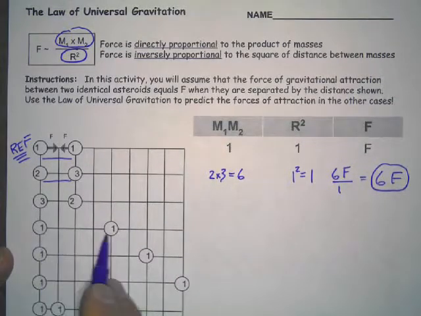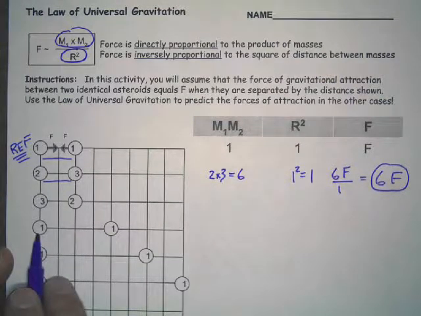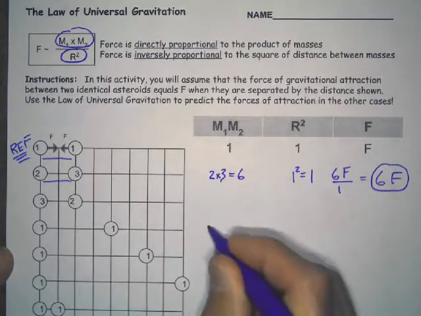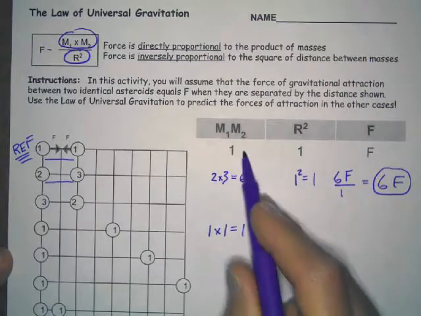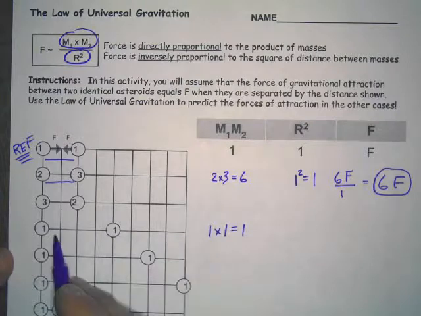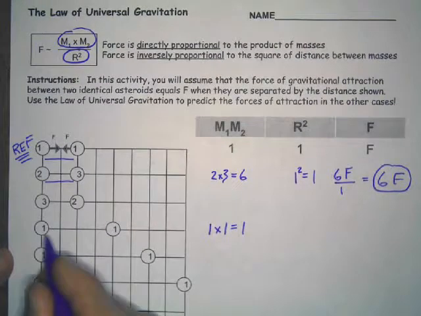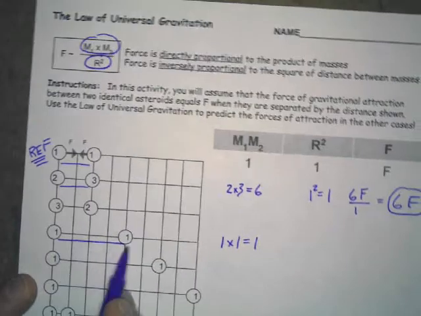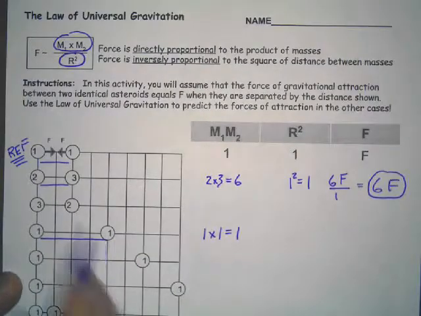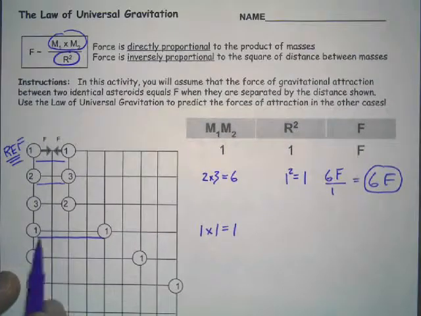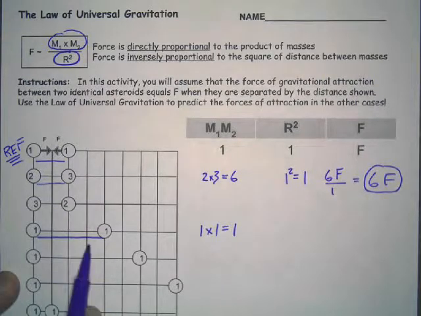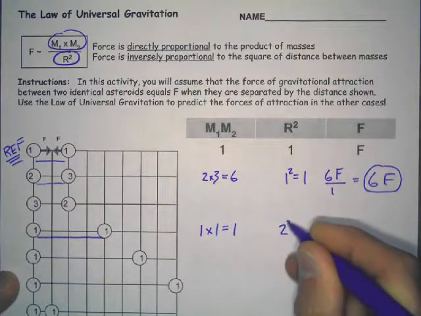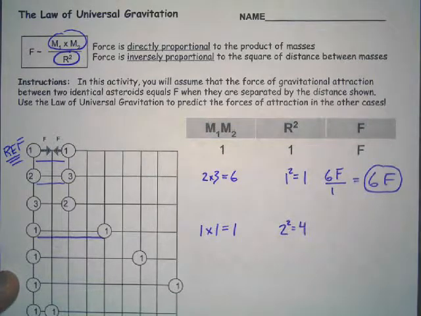Let's do another example where we change the distance. So let's take a look maybe at this one. If you look here, my masses are back to 1 and 1. So if I'm keeping track of masses, I have 1 times 1, that's equal to 1, and that's the same as my reference case. Now, on the distance score, my distance here is going to be twice as great as the distance in my reference. So I'm comparing this distance to the reference distance, and that's a doubling. So this is going to be 2 squared is equal to 4.